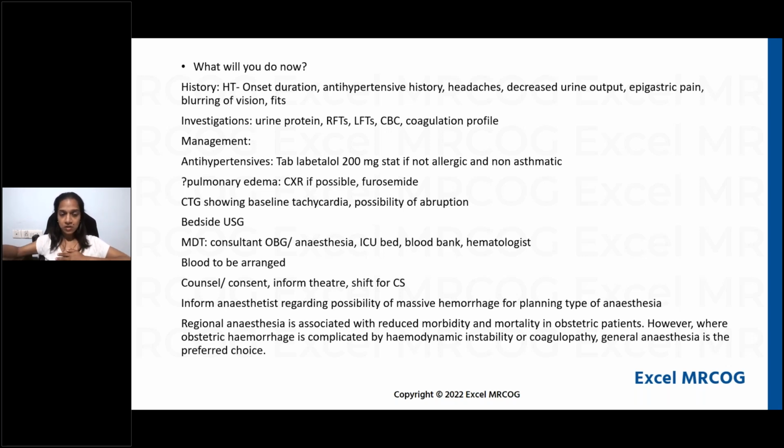So onset, duration, antihypertensive management, headache, history of decreased output, epigastric pain, blurring of vision, fits, and all those things which are severe preeclampsia history. Investigations you would like to do: urine proteins, renal function test, liver function test, complete blood count, and your coagulation profile. And I would also like to ask for blood for cross matching. Okay, so these are the blood investigations that you would like to send for her.